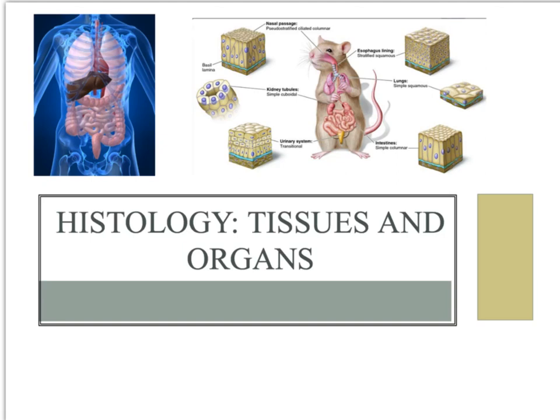Students, this lecture is going to be on histology, tissues and organs. By the end of this lecture, you will be able to know the following: epithelial tissues, the different types of connective tissue in animals, the 3 types of muscle tissues, and the type of nervous tissue.